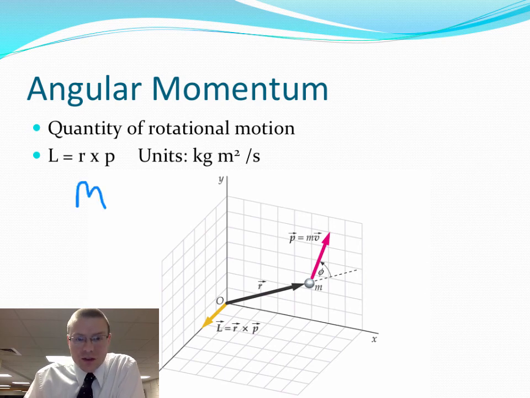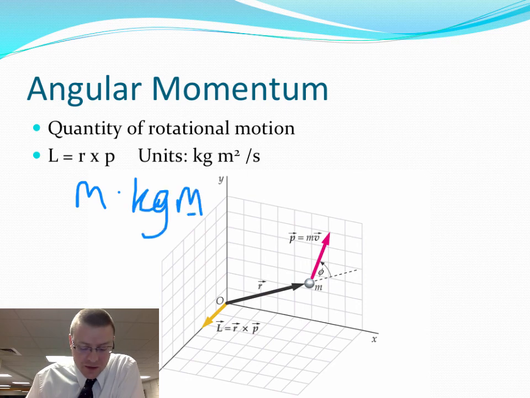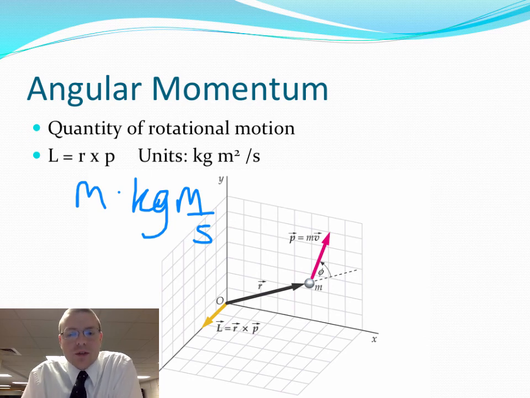Radius is measured in meters, and momentum is kilogram meter per second. So you end up with kilograms meter squared per second, which again is a horrible unit. There's no name for it, so no one has famously come along and studied it enough, I guess, to give angular momentum a proper name, or no one has replaced the name with a scientist's name.